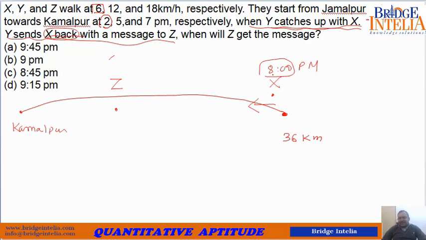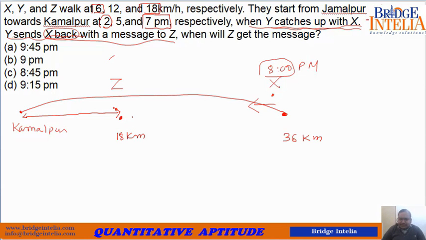The meeting took place at 8 p.m. Now Z has already started moving at 7 p.m. So he was moving at a speed of 18 kilometers per hour. He started at 7 p.m. and now the time is 8 p.m., so he has been walking for the last 1 hour. In that 1 hour, he has already covered 18 kilometers. So he is now at a distance of 18 kilometers from Kamalpur, whereas the meeting has taken place at a distance of 36 kilometers from Kamalpur.